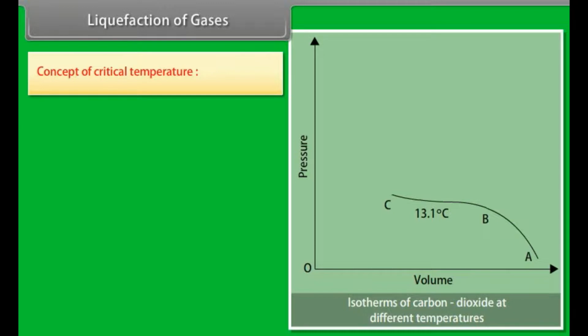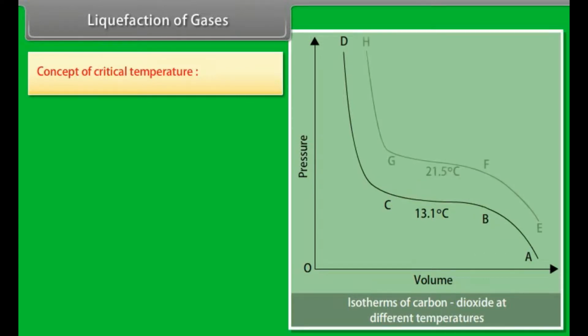Now further increase of pressure has very little effect upon the volume because liquids are very little compressible. Hence, a steep curve CD is obtained. Thus, along the portion AB, carbon dioxide exists only as gas, along the portion CD only as liquid, and along the portion BC, the liquid and the vapor are in equilibrium with each other.